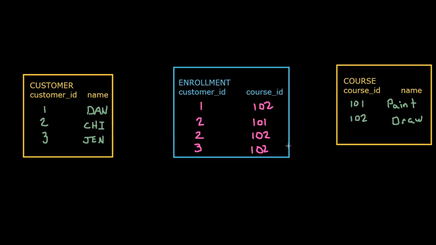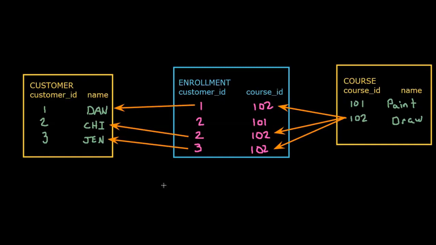So each customer can potentially take multiple classes as illustrated here. And we can look at it in the opposite direction as well. We could say each course can have multiple customers. So maybe our drawing class, which is course number 102, is linked to these records over here in the enrollment table. And from there, we could find that Dan and Chi and Jen all took this drawing class.